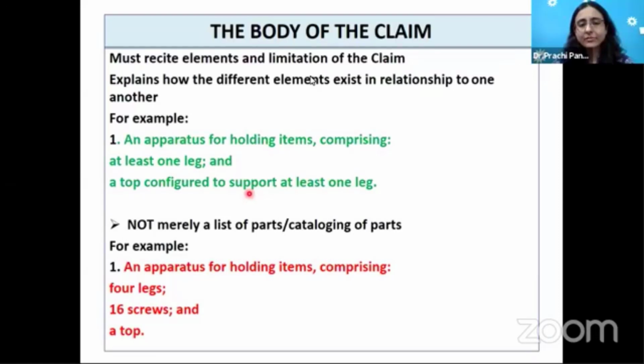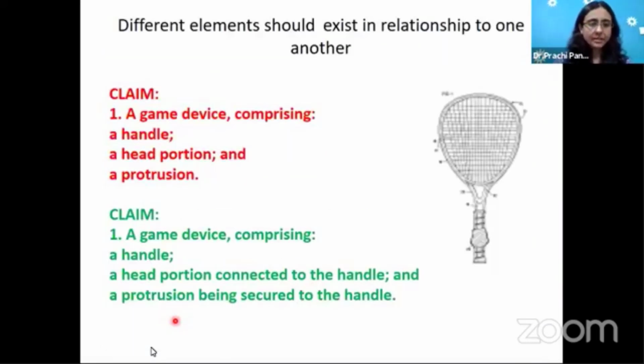But this is actually not a good claim whenever we just enlist the parts. Whenever we try to connect them together and prepare a single inventive concept, then it becomes a better claim. Like this: game device comprising a handle; a head portion connected to the handle; and a protrusion being secured to the handle. So this is not a listing. This is a connection, how the parts are connected to each other, making a full invention. So this is the wrong way of writing it. This is the right way. Actually, here your invention is being properly displayed.